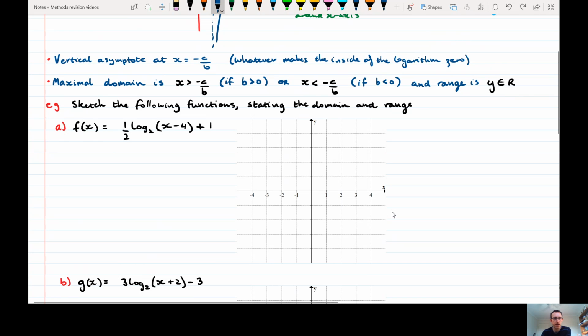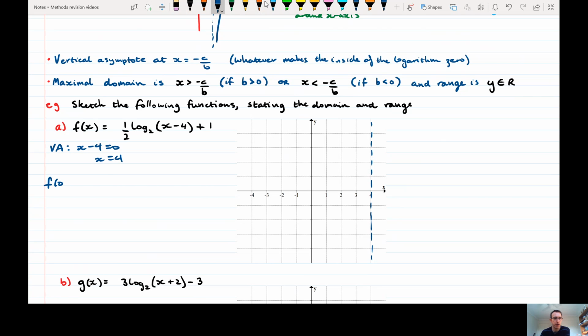So first thing, vertical asymptote. Well, you can see the bit inside the bracket is x minus 4. So you end up with x equals 4. Now that shouldn't say t, that should say a, vertical asymptote. The 1 is a vertical translation, but that's not going to help me sketch this thing. So x equals 4 is all the way over here. So it's going to be a really unhelpful way to draw this graph, but too late.